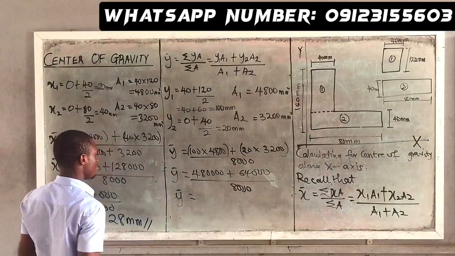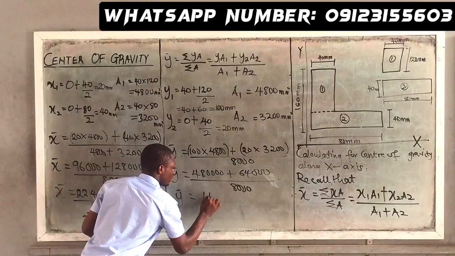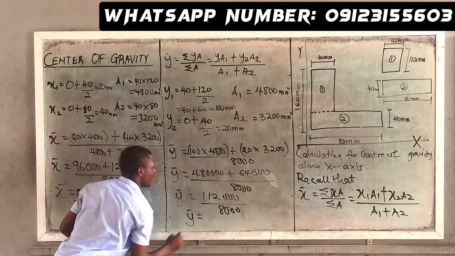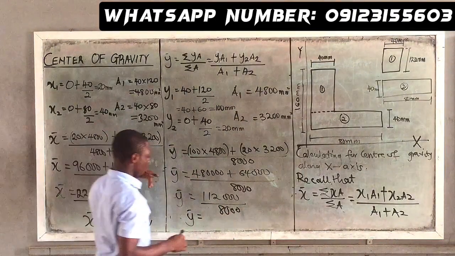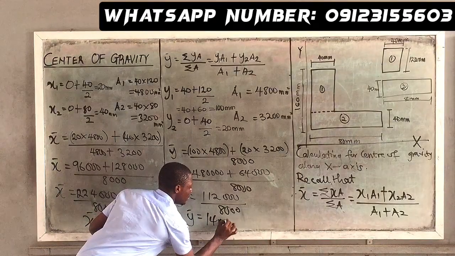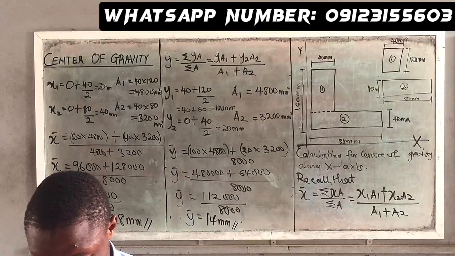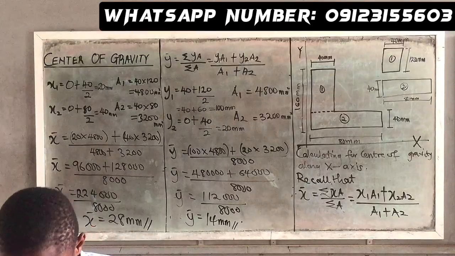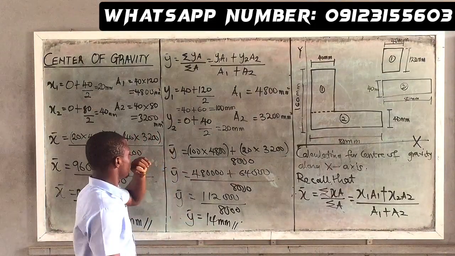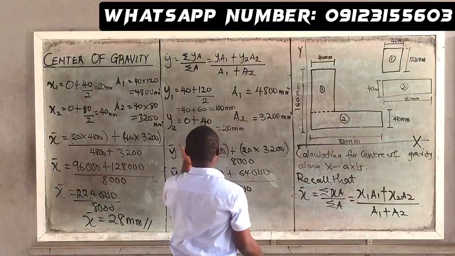Y bar is equal to 12,000, right? All over what then? 8,000. Please give an answer. What's y bar? 14. 14 what then? Millimeter, right? Is it 14 please? Check, is it 14? What was 28? Yes, 28. Why is it 14? Why 14? 120.